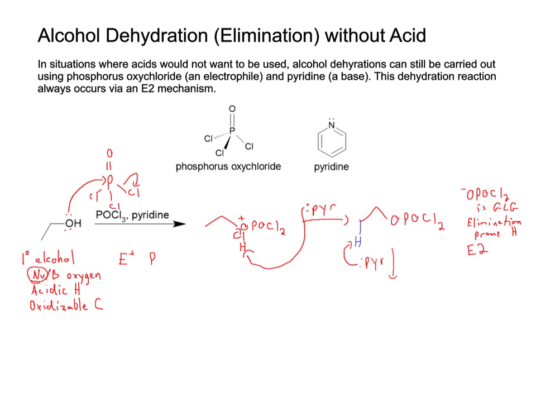The carbon-hydrogen bond once again breaks, and we put a double bond between the alpha and beta carbons. And as a result, we have to kick off this leaving group. So once again, we're simply going to get an alkene, which is going to complete our dehydration or our elimination.